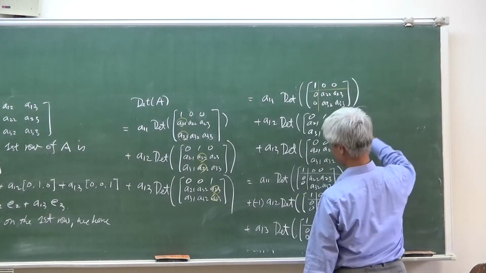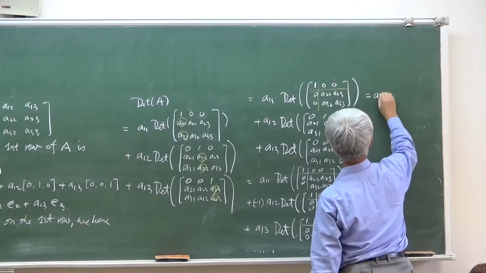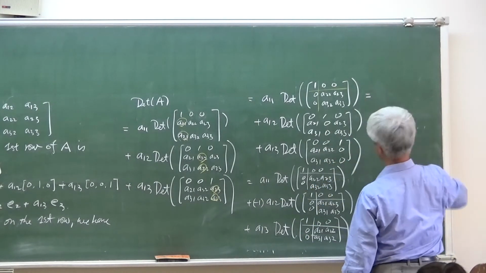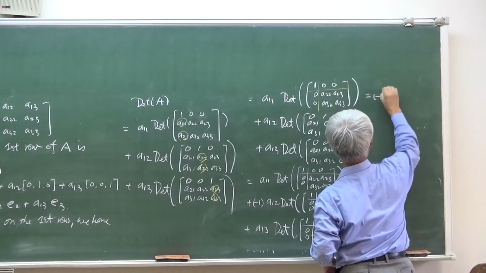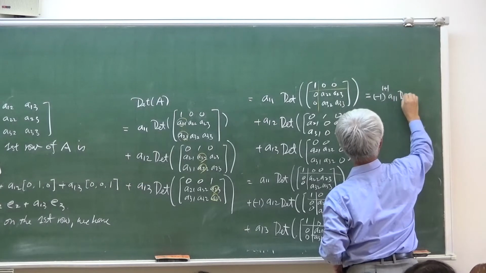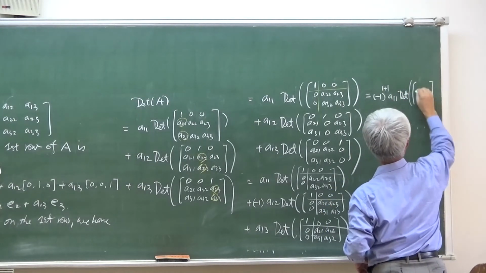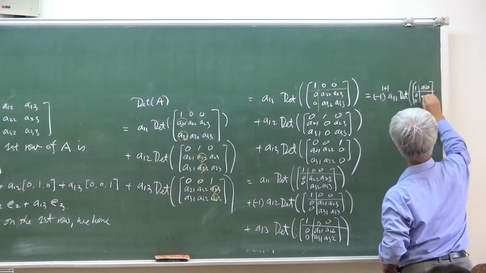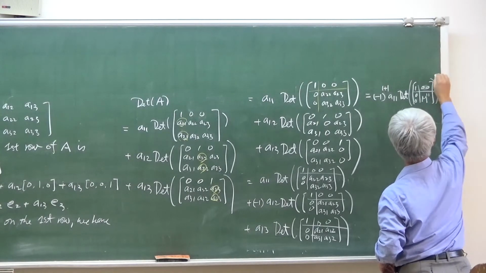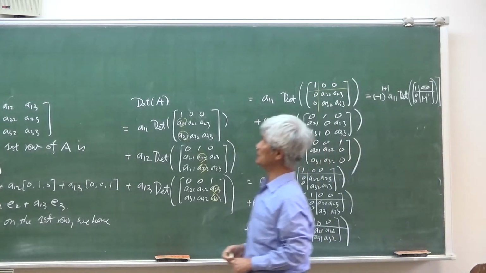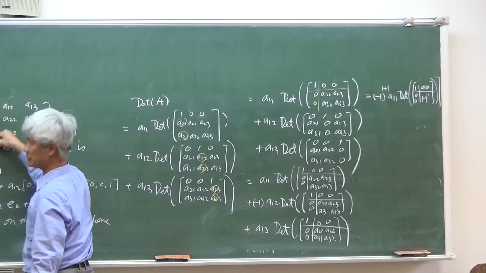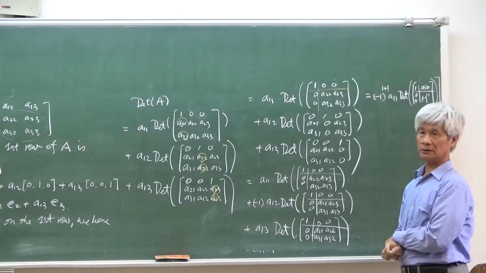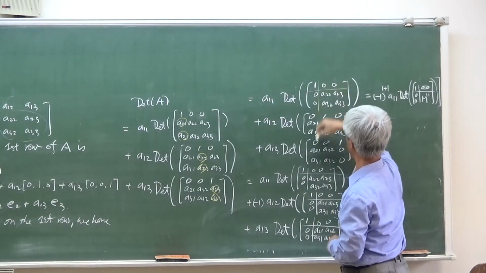Alright, now it is more informative if I write by using the minus, and also the sign. So I will say that this is (-1)^(1+1) a11 times the determinant of M11. What is M11? M11 is what you get when you remove the first row and the first column. You get this one, right? And this is what you have here.